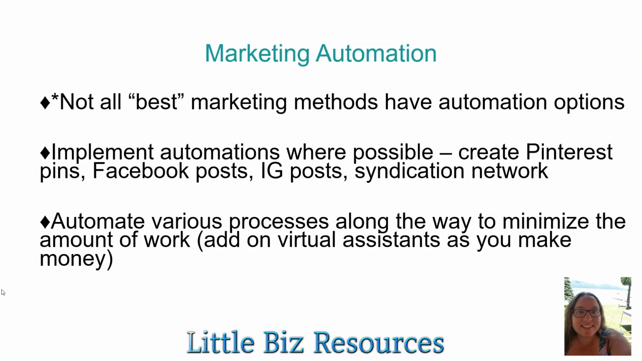So there is marketing automation, but there are some things you're going to have to eventually explore beyond automation. There are some things you can implement automation for where possible, right? Create Pinterest pins, not idea pins, but other pins. Facebook posts, Instagram posts, not reels, but regular posts. And then you can set up a syndication network. You can also automate various processes along the way to minimize the amount of work. So you can set up templates, and we'll explore this more in a minute, but I just wanted to get you thinking about how there's a lot of automation that can take place inside marketing. And then eventually you'd probably add on virtual assistants as you make money, so it's not necessarily automated, but it's not in your hands anymore and it's still scalable.